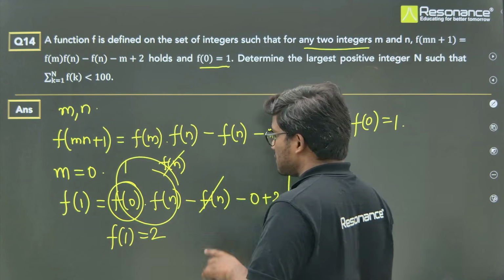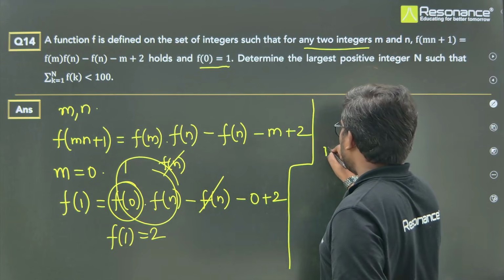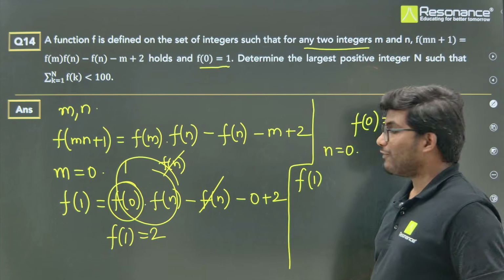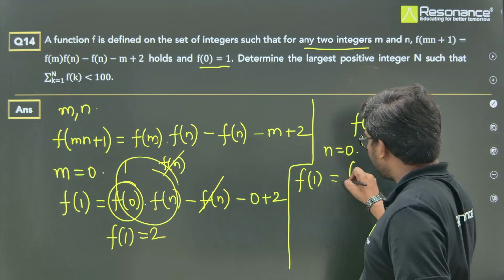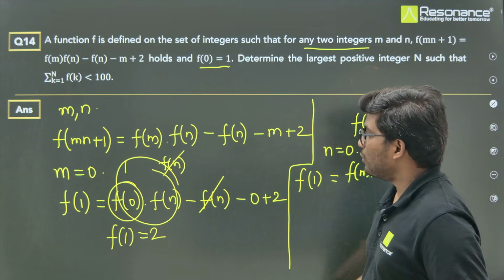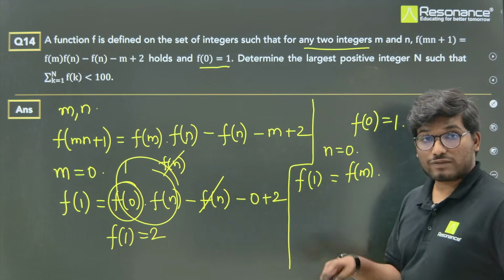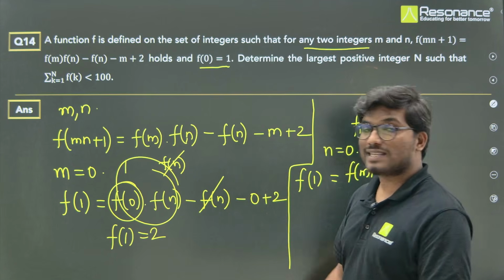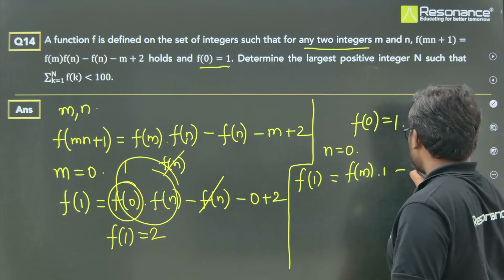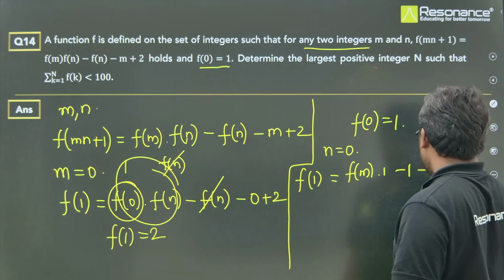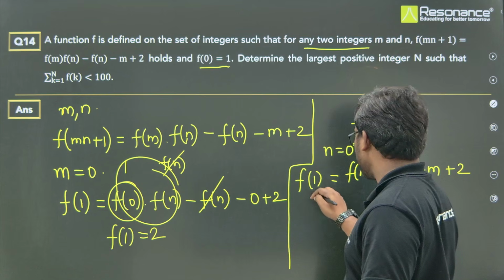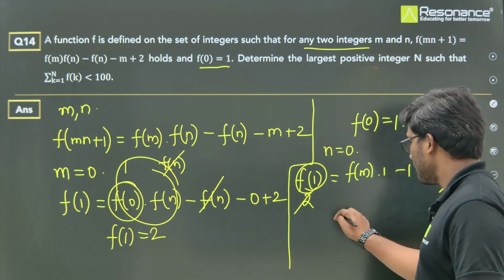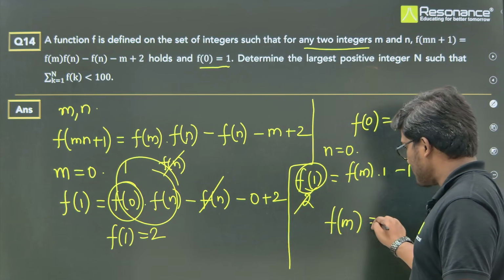This is for the part of the story where m is 0, where if n is 0, f of 1 is still f of 1. f of 1 equals f of m into f of n, where n is 0. So f of 0 is 1, minus f of n, and f of n is f of 0, which is 1. So minus 1 minus m plus 2. So f of 1 is again 2. So 2 gets cancelled and we're left with f of m is m plus 1.